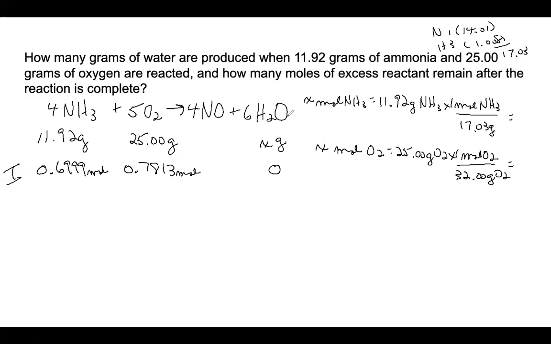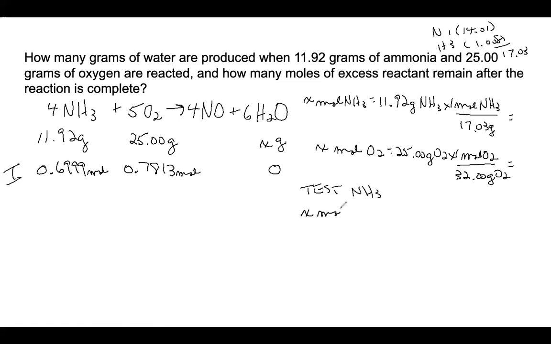Now the NO, I haven't put anything for the NO because the question didn't ask about it, so I don't care about it. I could calculate it, but I don't need to, so why do something that we don't need to do? Okay, so now I'm going to test each of my reactants to see which one is going to give me the least amount of water. So we're going to test the NH3 by finding out how many moles of water we're going to get from it.